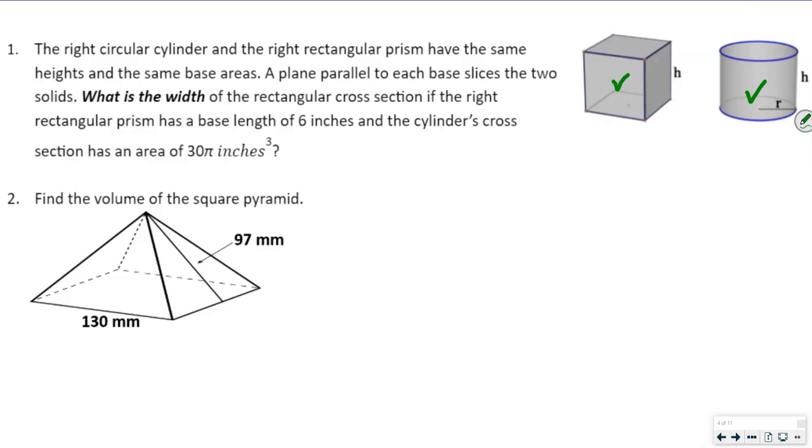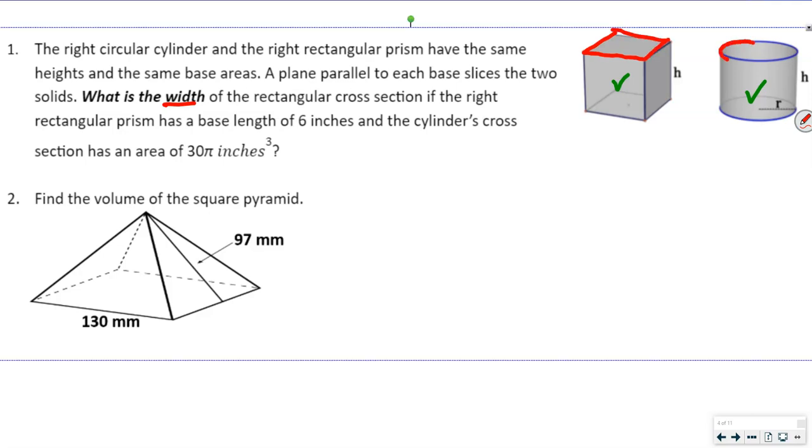So it says a parallel plane to each base slices the two solids. What is the width? It's asking us for the width, okay, of the rectangular cross-section. Look, the cross-sections all the way up and down are going to be the same as these bases right here. Now remember, a base could be at the top or the bottom, okay? So this is length times width, right? And this is pi r squared. So the length times the width needs to be equal to pi r squared because the heights are the same. That means the volumes are the same, okay?